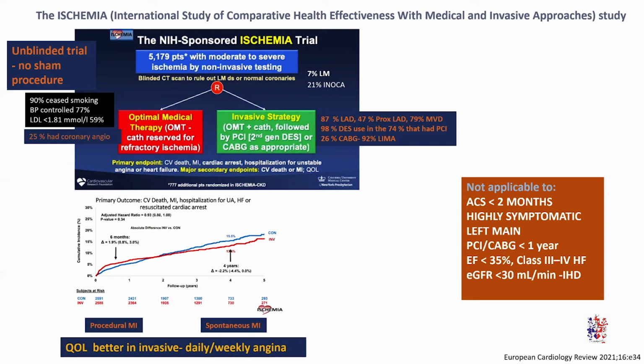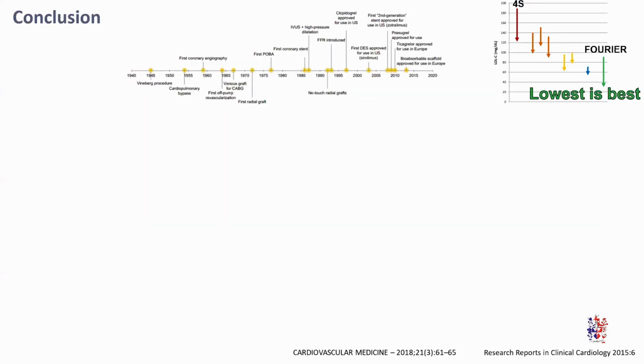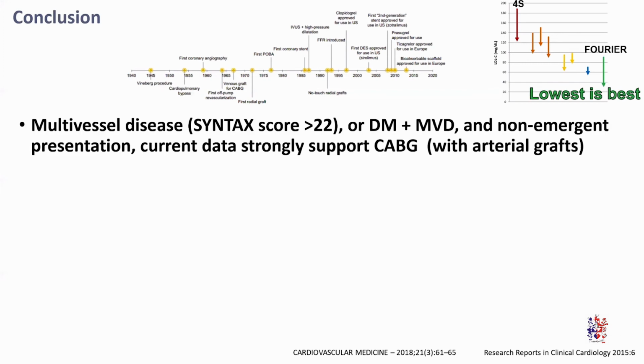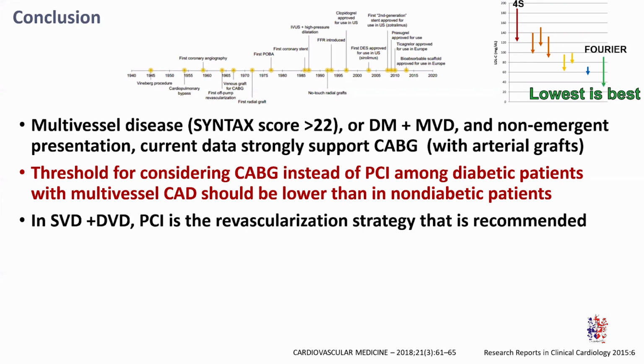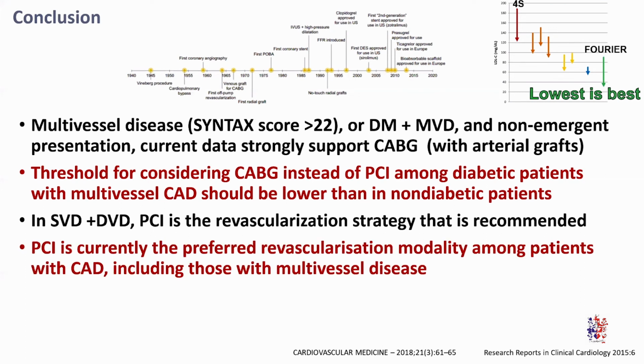PCI and CABG less than a year ago, and ejection fraction less than 35% or class 4 heart failure and significant renal dysfunction. This medical therapy doesn't apply to that group. So in conclusion, multivessel disease, or diabetes and multivessel disease, and non-emergent coronary disease strongly support CABG. The threshold for considering CABG is much lower in the diabetic. In single vessel disease, double vessel disease, PCI is preferred. By patients, PCI is preferred, and optimal medical therapy is effective in mild angina, moderate to severe ischemia, and preserved LV with no left main.